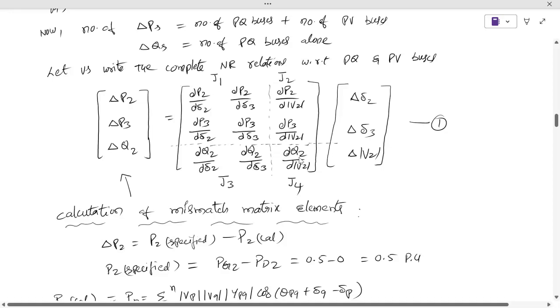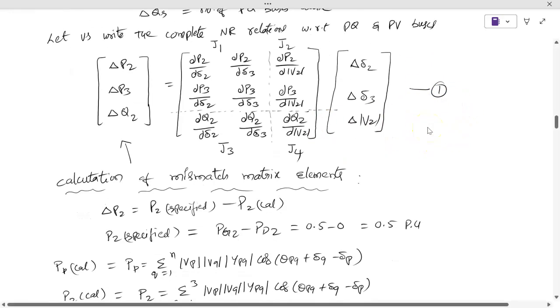For easy understanding, before practicing this problem, it is better to first revise the theory which I have explained in the theory session. Now, after getting this first equation, our aim is first to calculate these three values and calculate the whole Jacobian matrix. For that, we need to calculate the elements of sub-matrices J1, J2, J3, J4. And after getting this, finally we will calculate this.